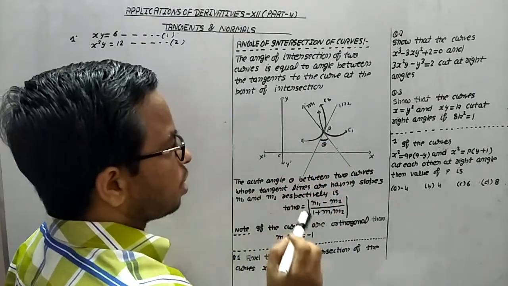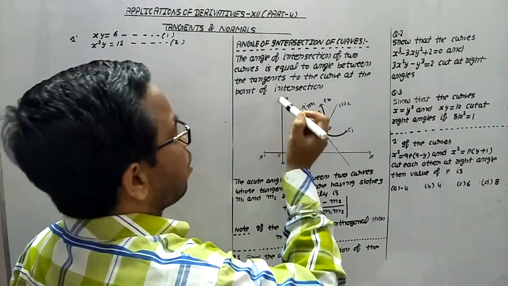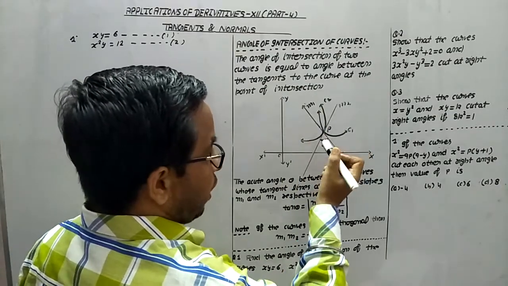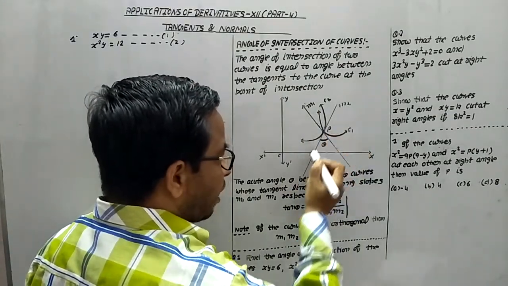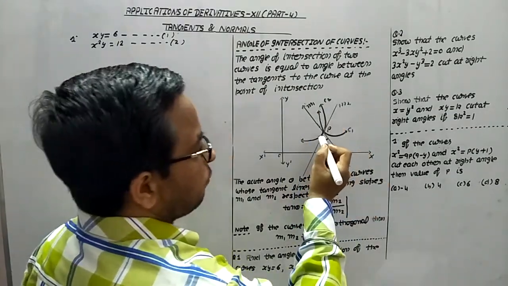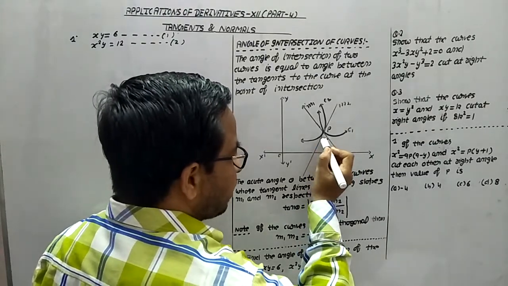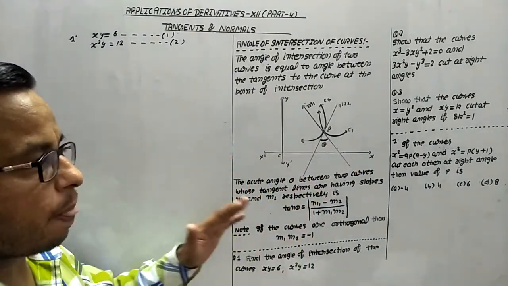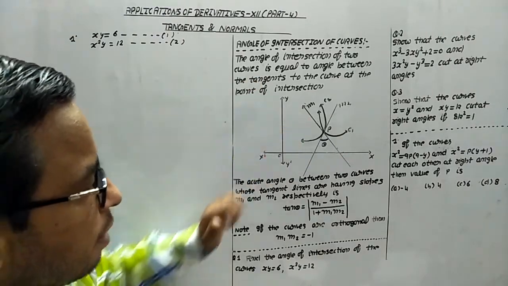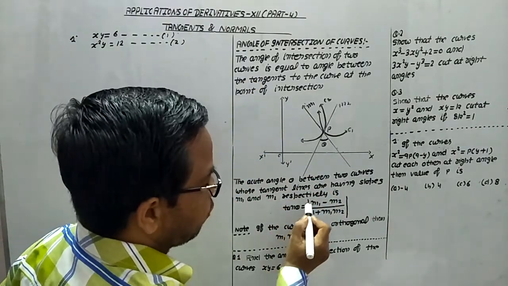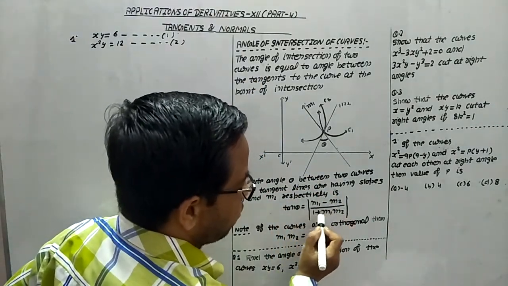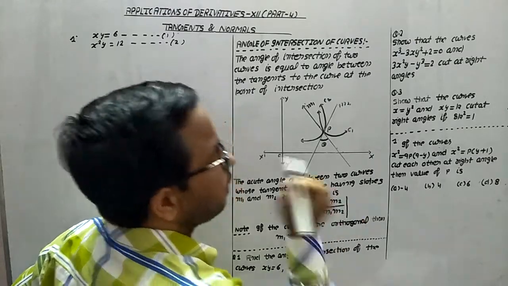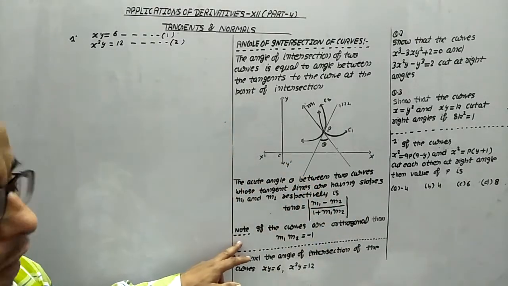P. Then to find the angle of intersection of two curves, it is sufficient to find the angle between these two tangents. We are considering this angle to be theta. Now, how will we calculate this angle theta? By this rule, tan theta is equal to the modulus of (m1 minus m2) upon (1 plus m1 m2). And this is the important note.